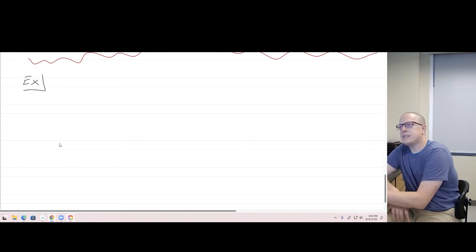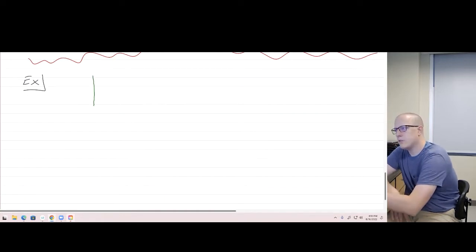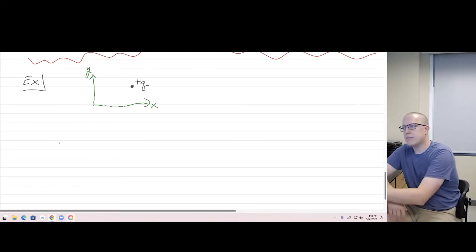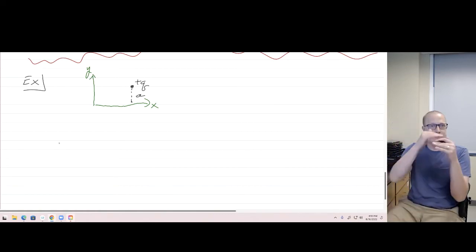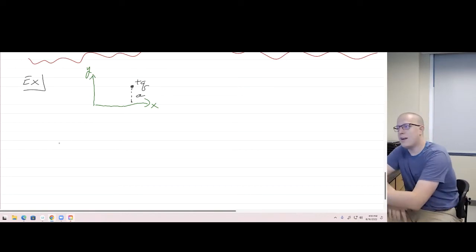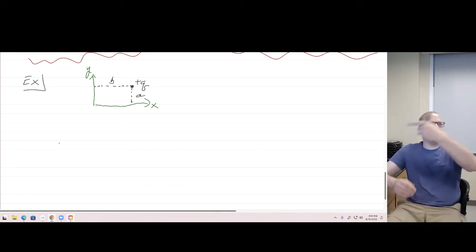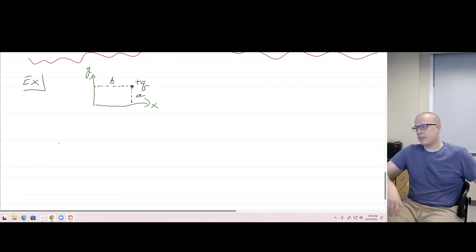So let's look at this example where I have a charge that's in the first quadrant of an XY plane. So I have a plus charge right here. And let's say that it's a distance A from the x-axis. So in the y direction, it's gone A off the x-axis. And in the x direction, it's B down the line there, right?